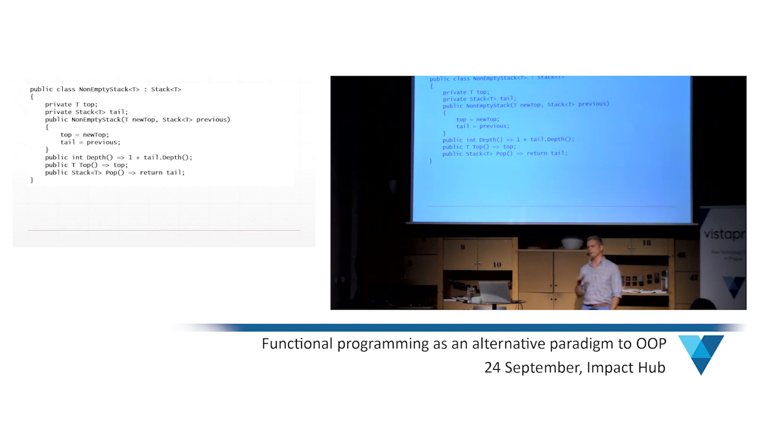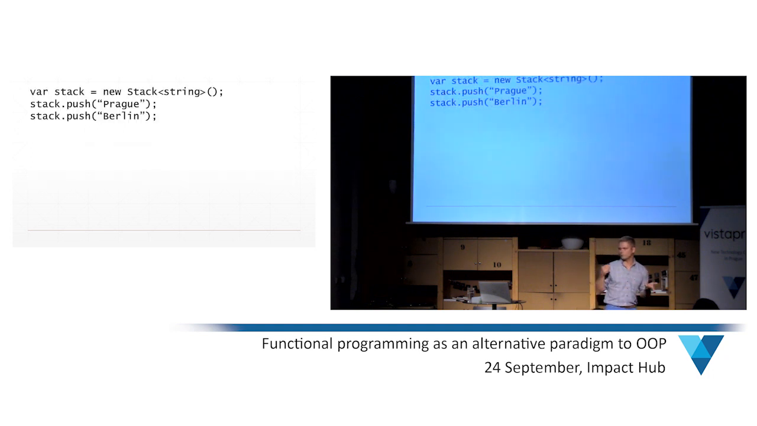We always have that top element and the tail, and we can always give the top no matter what, because we don't need to check anything. It always exists there, because the only way to create a non-empty stack is to pass a new top. Also pop will return the tail. Pretty simple, we don't need to create, update or remove anything. And the recursive way of getting the depth is one plus tail depth, which goes down to the empty stack, which has depth zero.